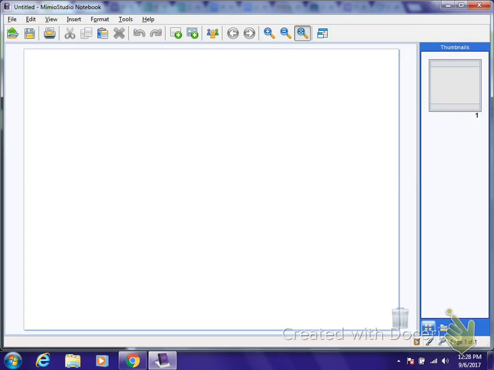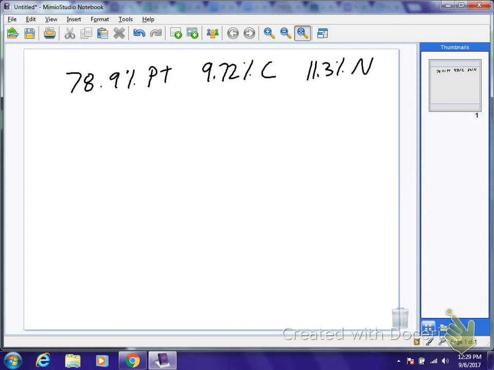And so, for example, we have 78.9% platinum, and then 9.72% carbon, and then nitrogen is 11.3% nitrogen. Okay? So, what they're saying is to do something like this, you assume every percent's a gram. And if you do that, that's like a 100-gram sample. So we're going to say, hey, this is a 100-gram sample. If we know it's 100 gram, we know the percentages match up with the grams for each one.